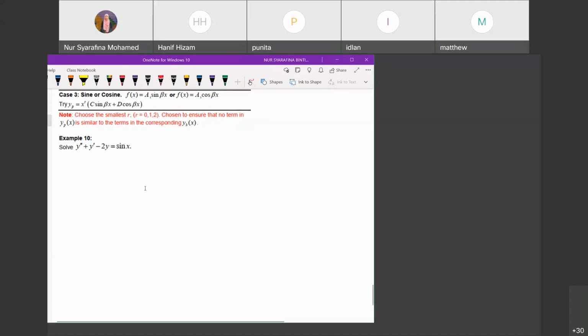We have the differential equation given, and the right-hand side function is in terms of sine. This is your f(x). This is another type of non-homogeneous, focusing on case 3 for the method of undetermined coefficients. So how can we solve this? Again, we are using the same steps. What is our first step?